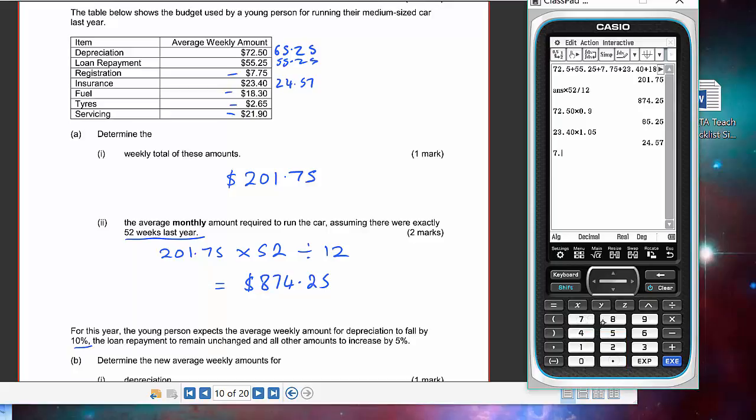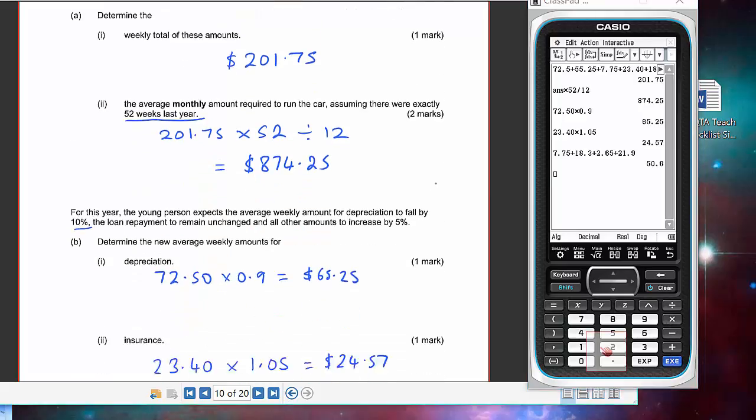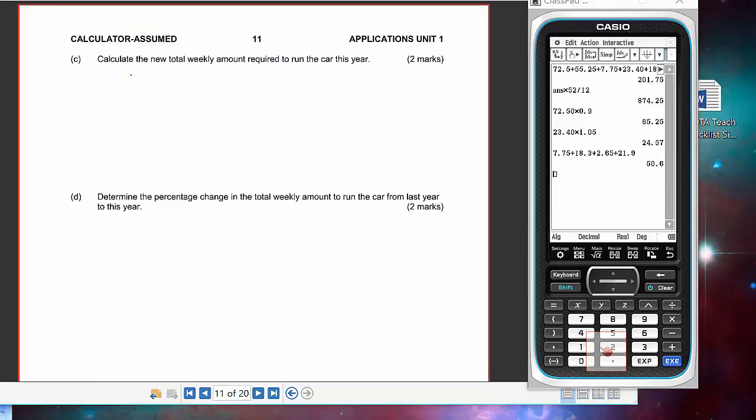So that's 7.75, and then we've got 18.30, and then we've got 2.65, and then we've got 21.90, and that's $50.60. So $50.60, and we're going to have to increase that by 5%. So multiply by 1.05 gives us 53.13.